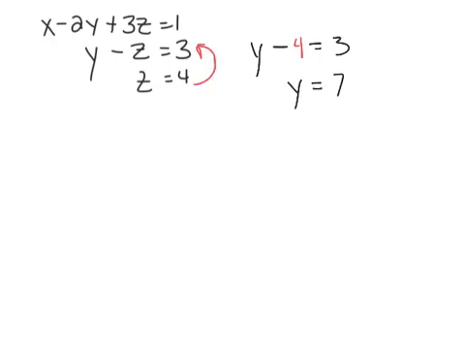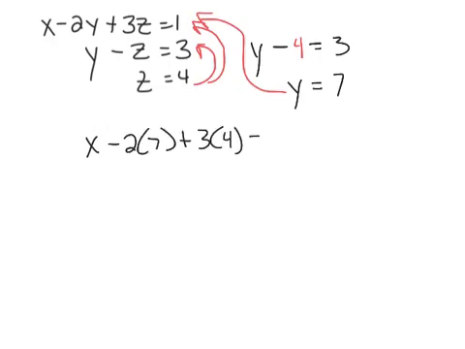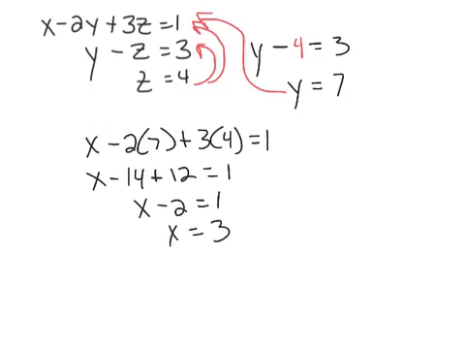So now I take both answers, z is 4, y is 7, and we're going to substitute it in and solve for x. X minus 2 times 7 plus 3 times 4 is equal to 1. Let's see if I can do my math right. Plus 12 is equal to 1. I believe if I did that right, x minus 2 is equal to 1. And it looks like x is going to be 3. If I did it right.